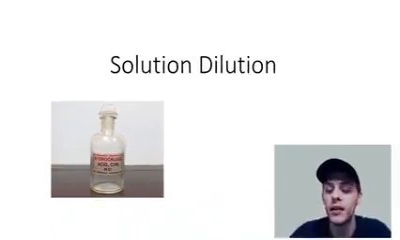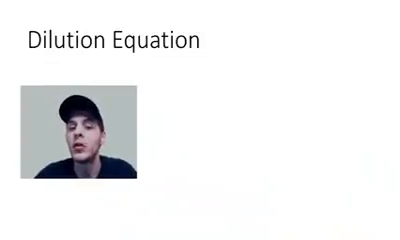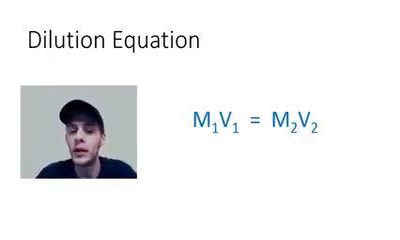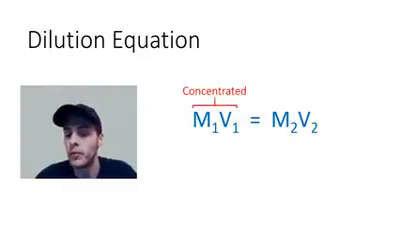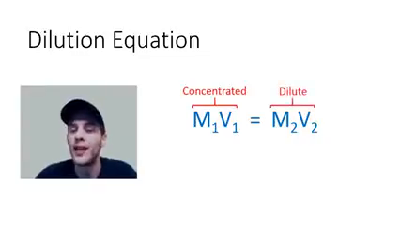Luckily there is, and it's called the dilution equation. It basically looks like this. It says that M1V1 equals M2V2, where M1 and V1 are the molarity and the volume of the solution in the concentrated form, and M2 and V2 are the molarity and volume of the dilute solution. So M1 and V1 would be the molarity and the volume of a very concentrated stock solution, and M2 and V2 are the molarity and the volume of that watered down, dilute version of the solution.